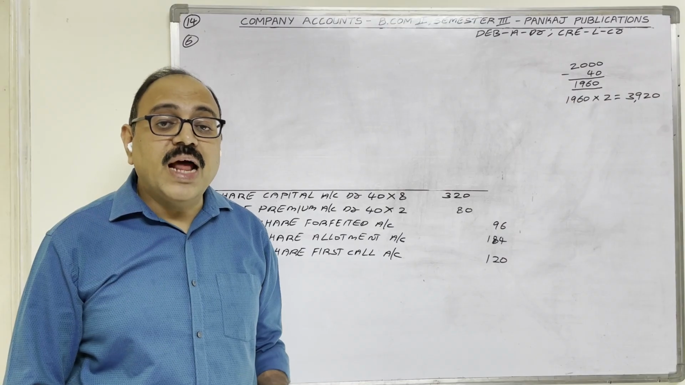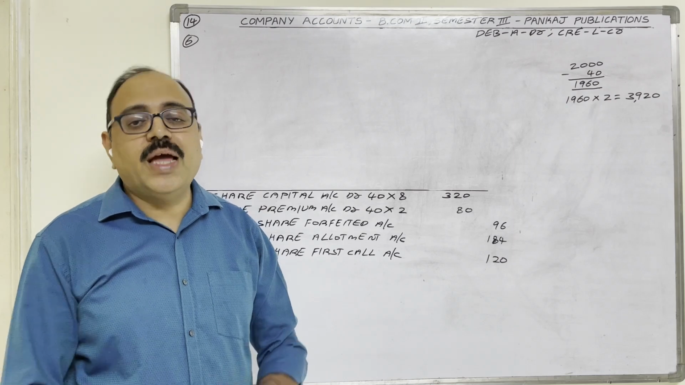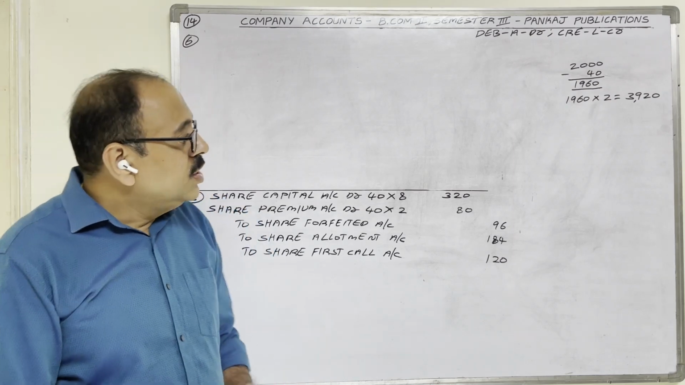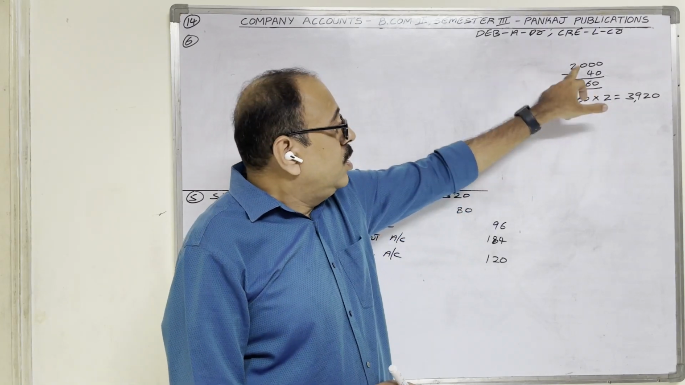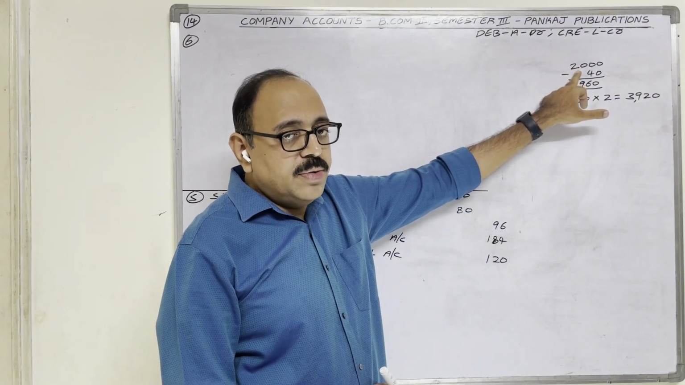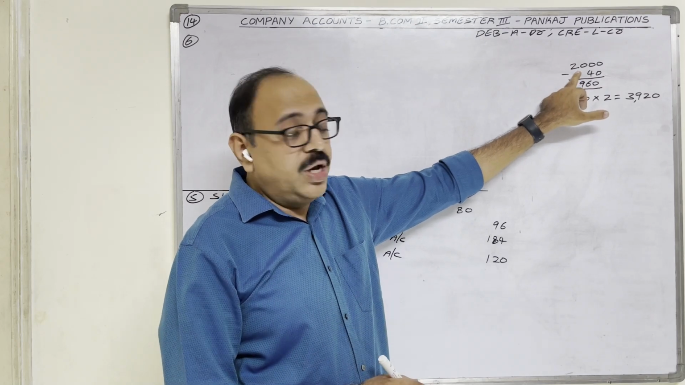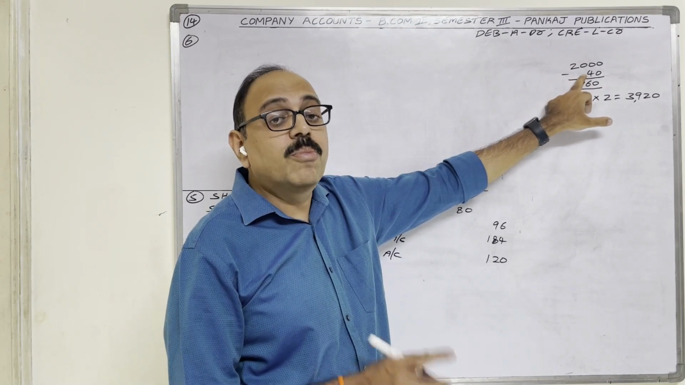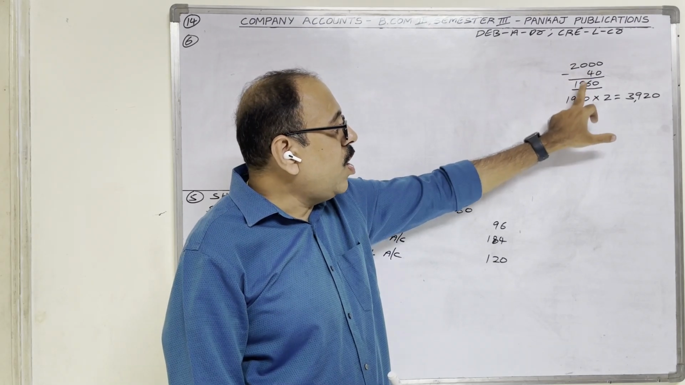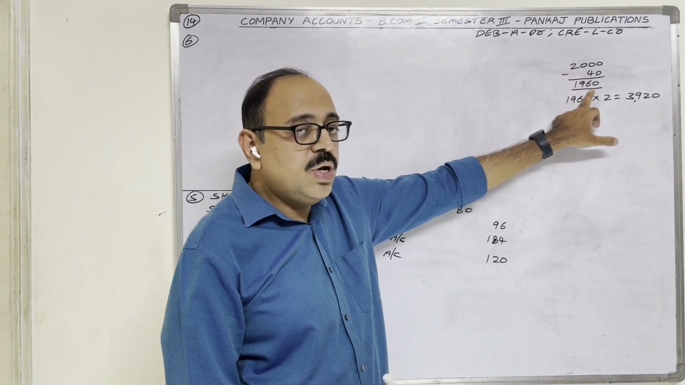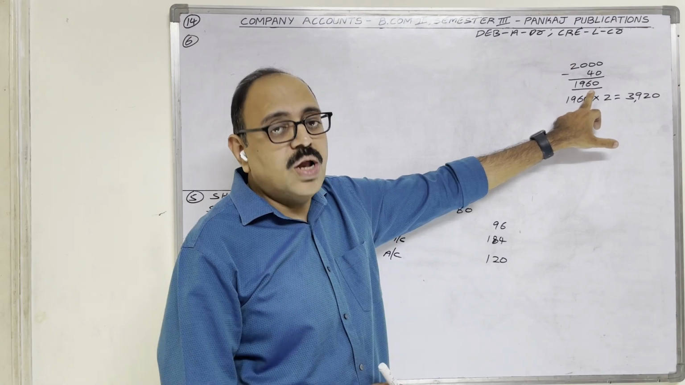Next entry is for transferring final call money to share capital account. See, final call on one share is 2 rupees. 2000 shares company allotted. Before making the final call, Ramesh's 40 shares company forfeited. So 2000 minus 40, on 1960 shares only, now company should receive final call money.